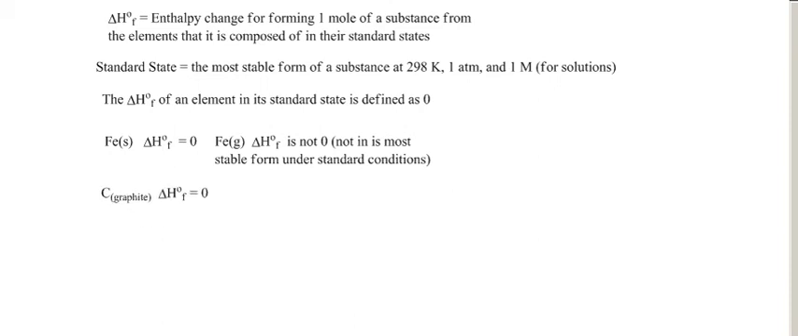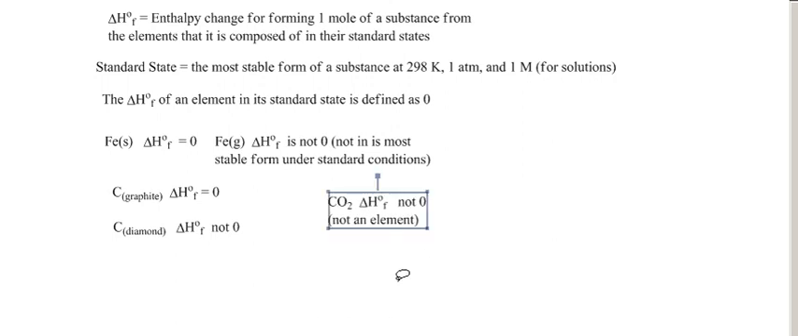Likewise, if we look at carbon in the graphite form, the delta H of formation is 0. The enthalpy of formation is 0 because that is the most stable form of carbon under standard conditions. Unfortunately, that's not the case for carbon in the diamond form. It's not the most stable form of carbon under standard conditions, so the enthalpy of formation of diamond is not 0.